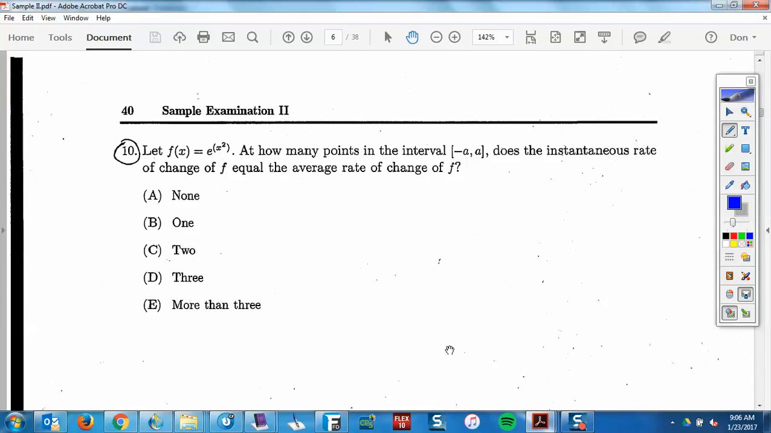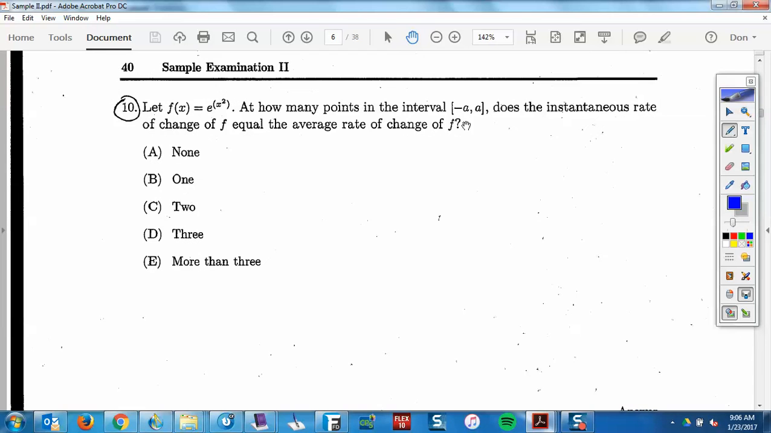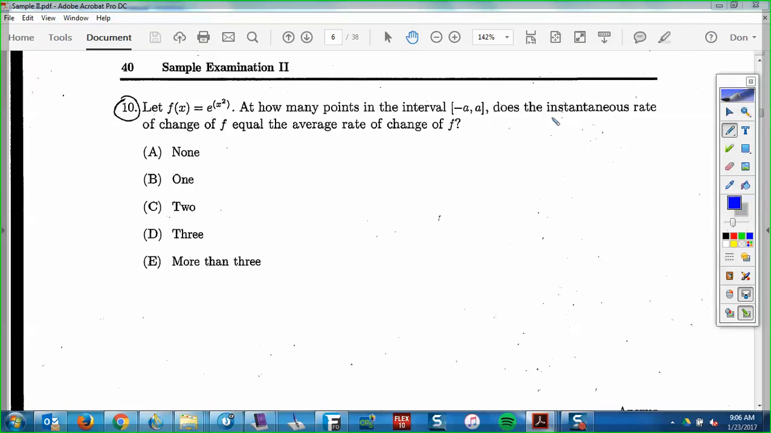Yeah, let's look at 10. Let f of x equal e to the x squared. At how many points in the interval -a to a does the instantaneous rate of change equal the average rate of change? Very good. This is testing you on your lingo, your vocabulary. Okay, what does instantaneous rate of change mean? The derivative. So what's the derivative of this? e to the x squared times 2x. That's the instantaneous rate of change, right?